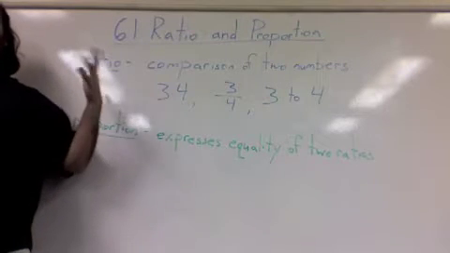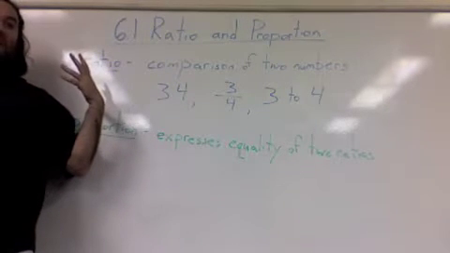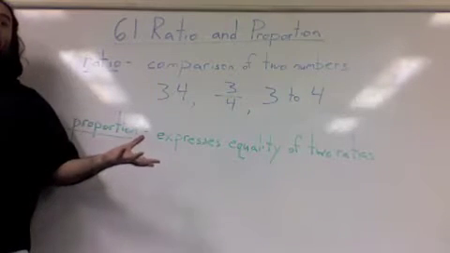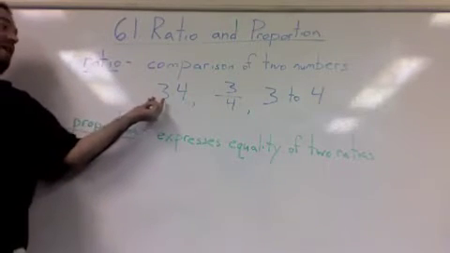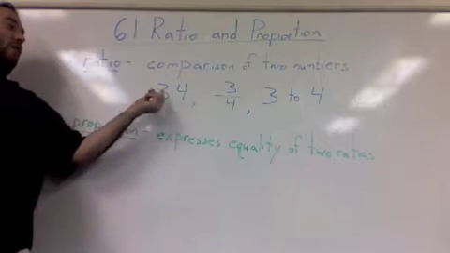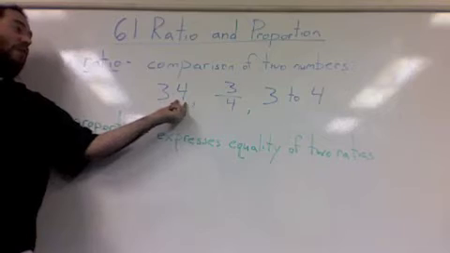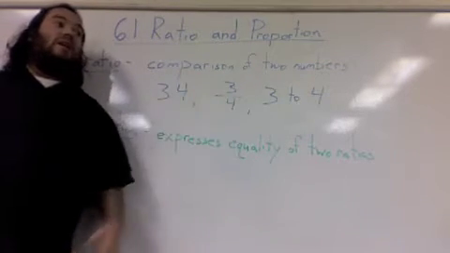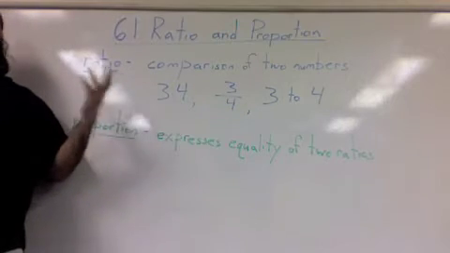If we were talking about how many people like vanilla ice cream and how many people like chocolate ice cream, we might say 3 out of 4, right? 3 people like vanilla and 4 people like chocolate. Again, it's just a way of comparing two different numbers.